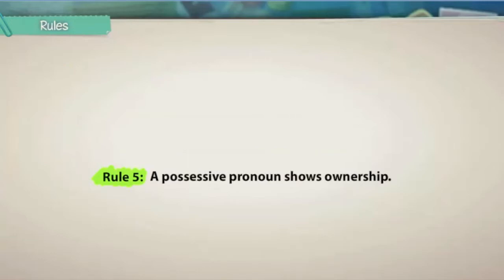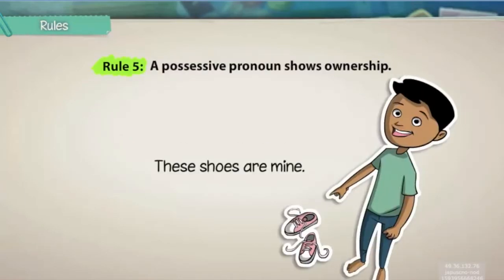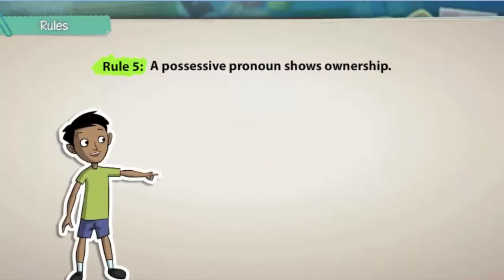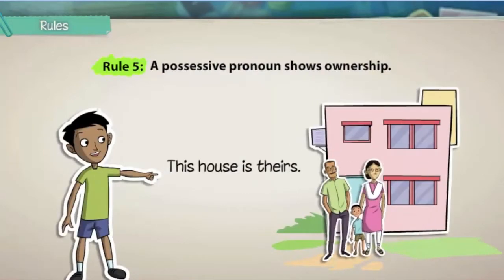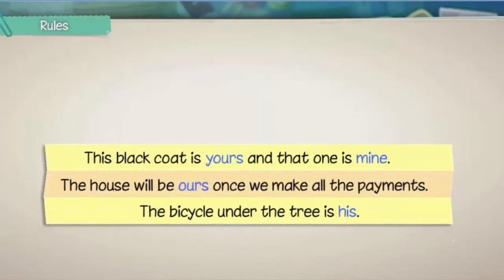Then we come to possessive pronouns. A possessive pronoun shows ownership. These shoes are mine. Mine is a possessive pronoun. This house is theirs. Theirs is a possessive pronoun.